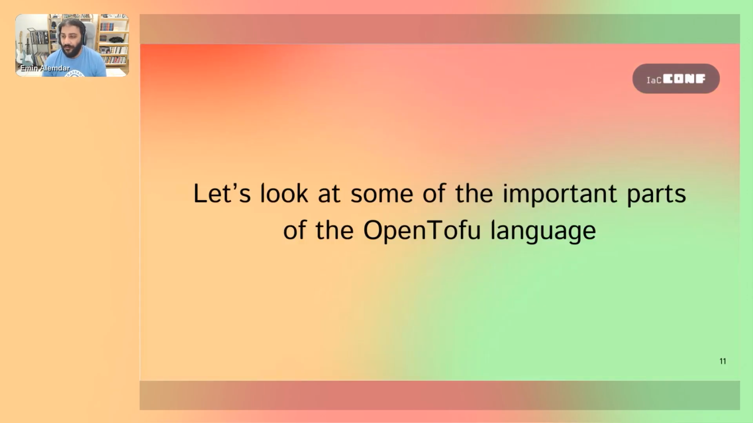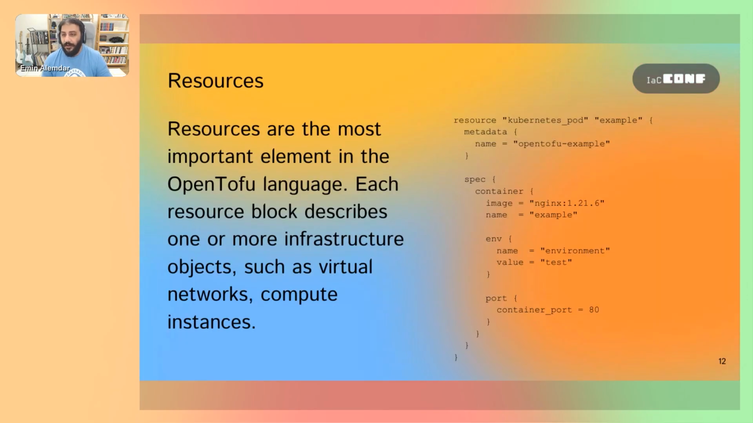So let's look at some of the important parts of the OpenTofu language. First of all, it has resources. Basically, this is the most important element in the OpenTofu language. Each resource block describes one or more infrastructure objects, such as virtual network components, instances, or database instances, etc. So you define the resource block.